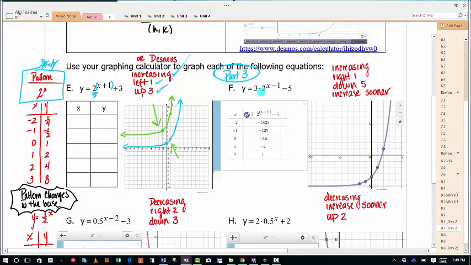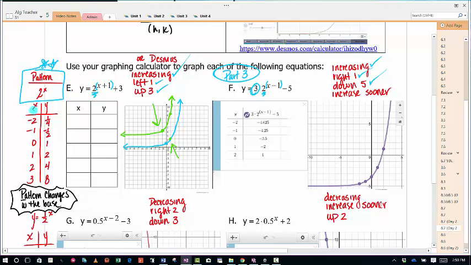So if we look at this function here, 3 times the base of 2 raised to the exponent of x minus 1, all subtracted by 5, right? We know, one, that our base of 2 tells us that it's increasing. We know this value inside with the x is a negative, so it's actually telling us to go opposite, which is to the right 1. We know that this subtract 5 here is moving down, so we move down 5.